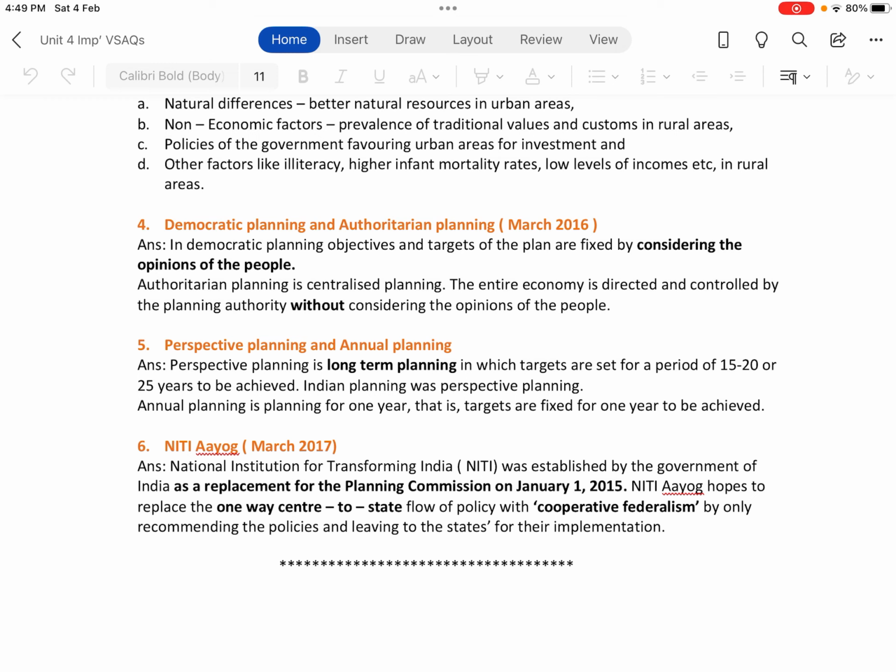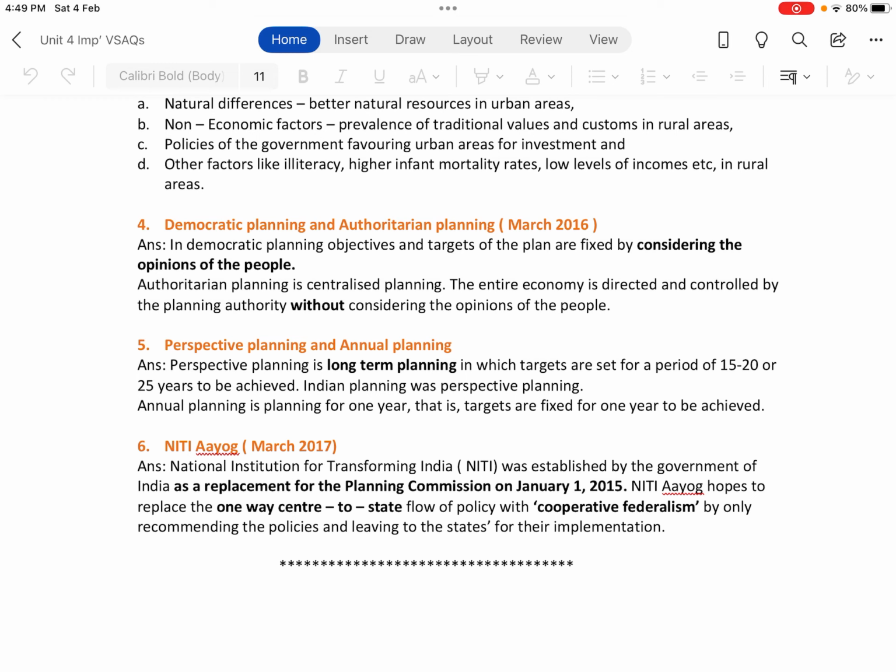Okay, then the next one, Niti Aayog. Niti, just now in the previous class I explained to you. So this question was asked in March 2017. National Institution for Transforming India, NITI, was established by the Government of India as a replacement for the Planning Commission on January 1st, 2015. NITI Aayog hopes to replace the one-way center-to-state flow of policy with cooperative federalism by only recommending the policies and leaving to the states for their implementation.